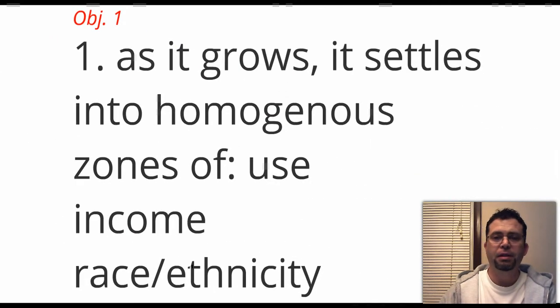As the city grows, it grows into homogeneous zones. Homogeneous meaning similar. It grows into zones of use and zones of income, and obviously grows zones of race and ethnicity. So they live together because of the job they have. They live together because of their income level, and they live together based on their race or ethnicity.